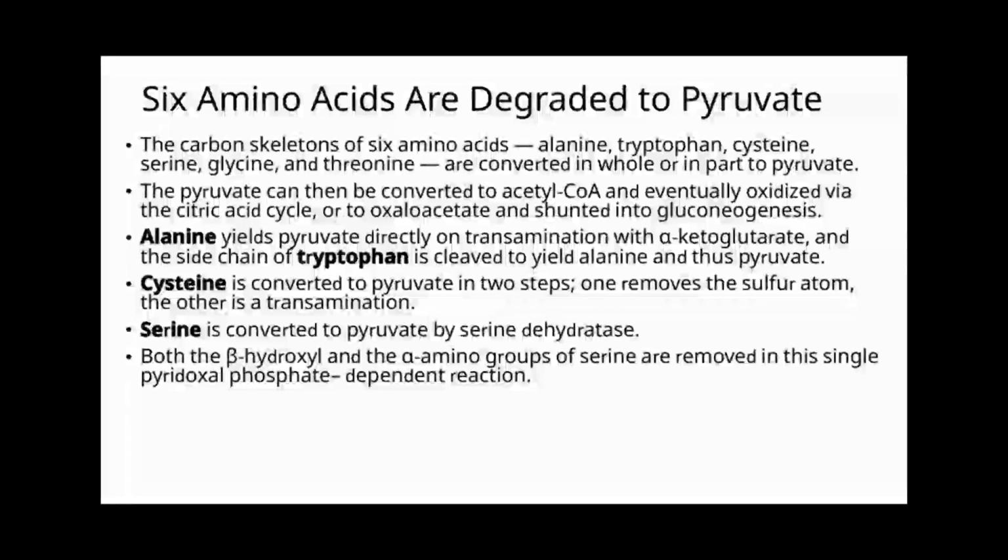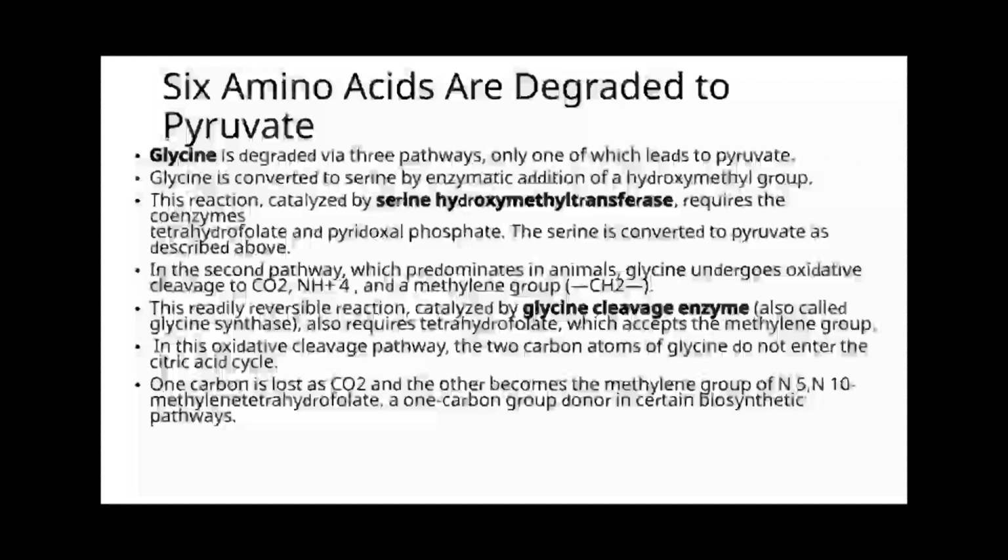Glycine, as you might recall, can be broken down through 3 different pathways, but interestingly, only one of these pathways ultimately produces pyruvate. Let's focus on that one first. In this pathway, glycine is converted into serine through an enzymatic process that adds a hydroxymethyl group. This reaction is catalyzed by serine hydroxymethyltransferase, and it requires 2 important coenzymes, tetrahydrofolate and pyridoxal phosphate. Once serine is formed, it can then be converted into pyruvate, completing its degradation pathway.